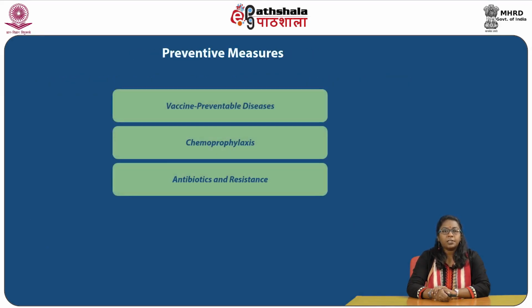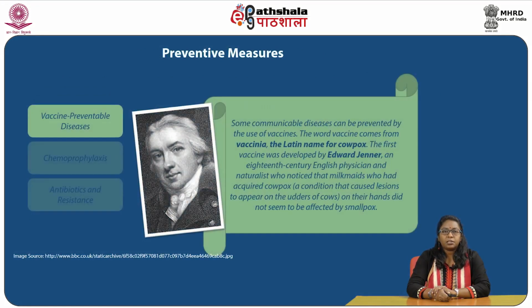Preventive measures. Vaccine preventable diseases. Some communicable diseases can be prevented by the use of vaccines. The word vaccine comes from vaccinia, the Latin name for cowpox. The first vaccine was developed by Edward Jenner, an 18th century English physician and naturalist who noticed that milkmaids who had acquired cowpox, a condition that caused lesions to appear on the udders of cows, on their hands did not seem to be affected by smallpox. He believed that infection with cowpox would protect against smallpox, a serious, often fatal epidemic disease.